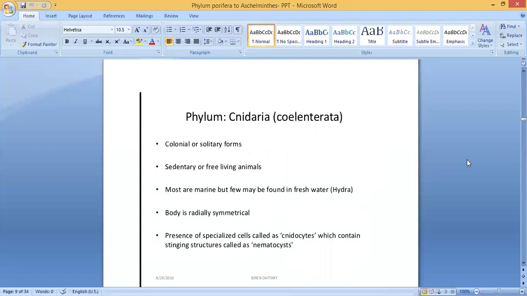The next, presence of specialized cells called cnidocytes, which contain stinging structures called nematocysts. So they have some special cells. I'll tell you where they are present.